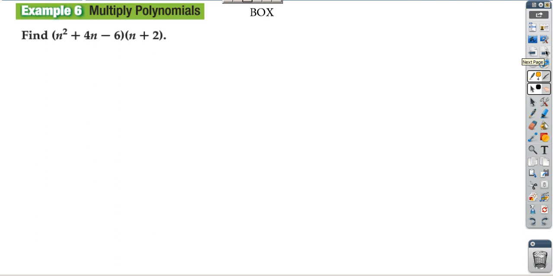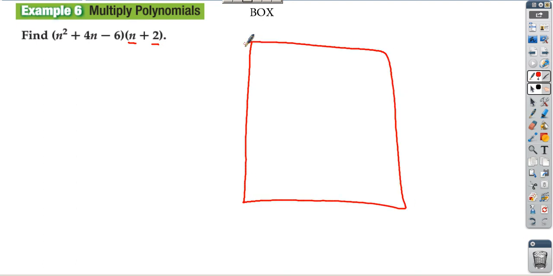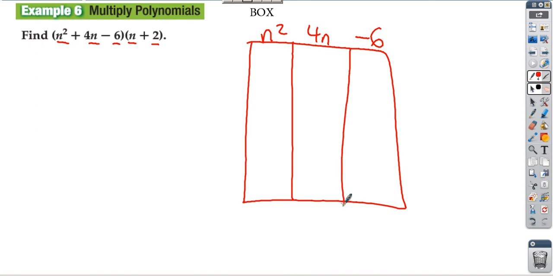Last one, it's kind of like the last one, a little bit different though, because you have now two things that you have to distribute. This would be kind of a mess if you had to take both of these and distribute to everything. So the reason it says box right there is what I recommend doing is just making a box, and you can put these three terms right here. You could also put them on the side, it doesn't really matter. And we'll give each of them a column, and then I'm going to take these two terms right here, the n and the positive 2, and give them each their own row. And now we fill in the box by just multiplying these things.